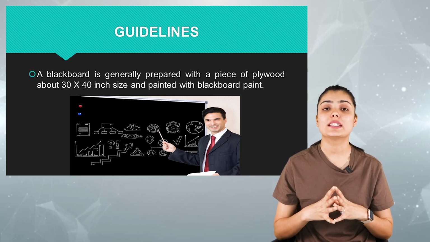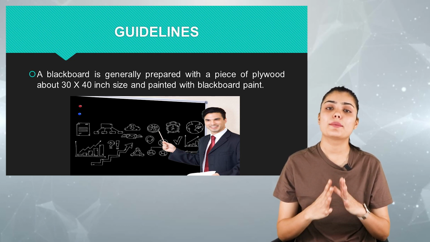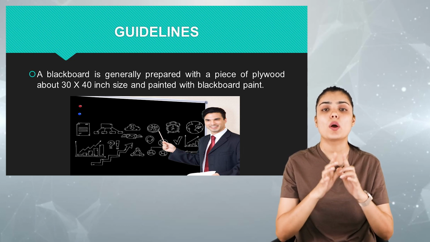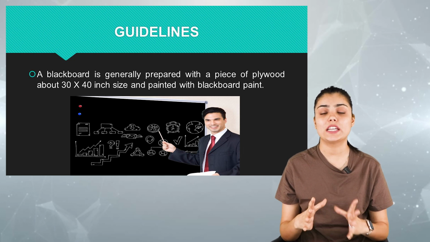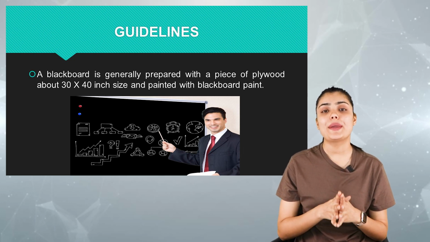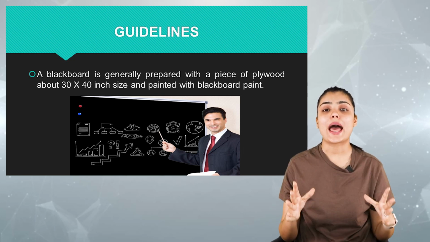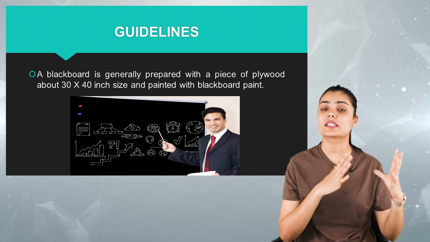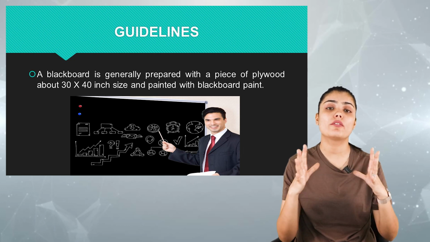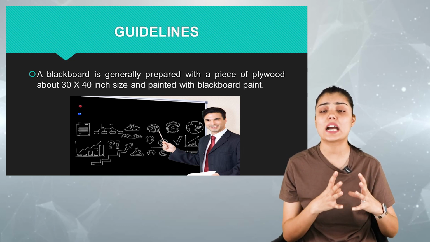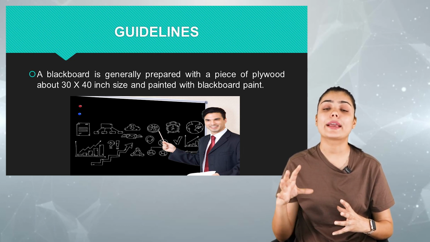The first guideline is that the blackboard is usually made out of a piece of plywood that is about 30 to 40 inches in size, and it is painted with blackboard paint. As we have discussed earlier, blackboards were originally made out of slate or stone that is dark gray or black in color.